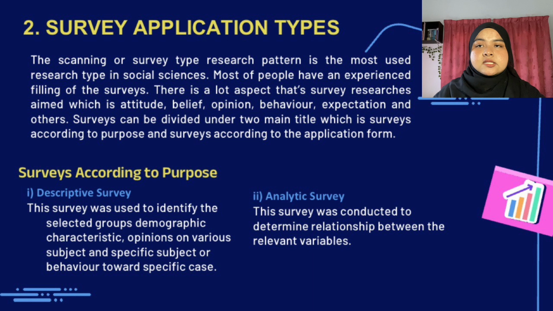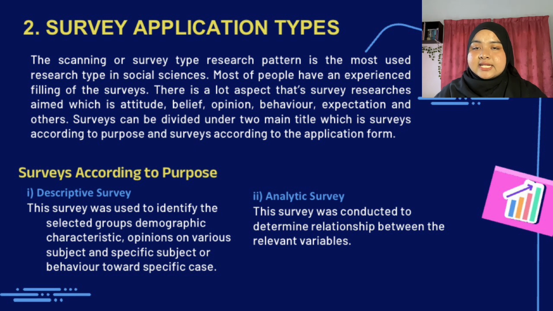The next one is about survey application types. The scanning or survey type research pattern is the most used research type in social science. Most people have experience filling out surveys. There are a lot of aspects that survey researchers aim at, which are attitude, belief, opinion, behavior, expectation, and others.